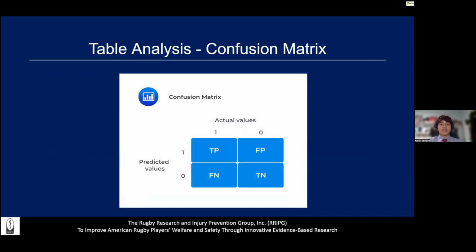Now looking specifically at the table analysis, we can have a confusion matrix. This is where we really look at the predicted values and we are able to find the true positives and the false positives, which are the top two, and we have the false negatives and the true negatives, which are the bottom two. This will allow us to find the data and the values that are associated with our ROC curve.